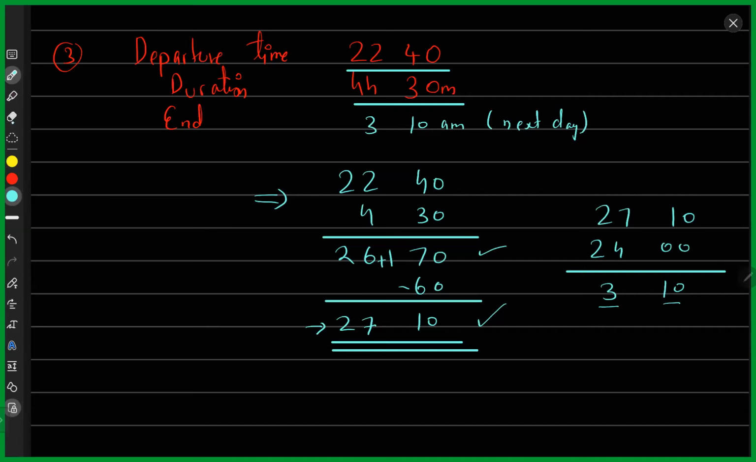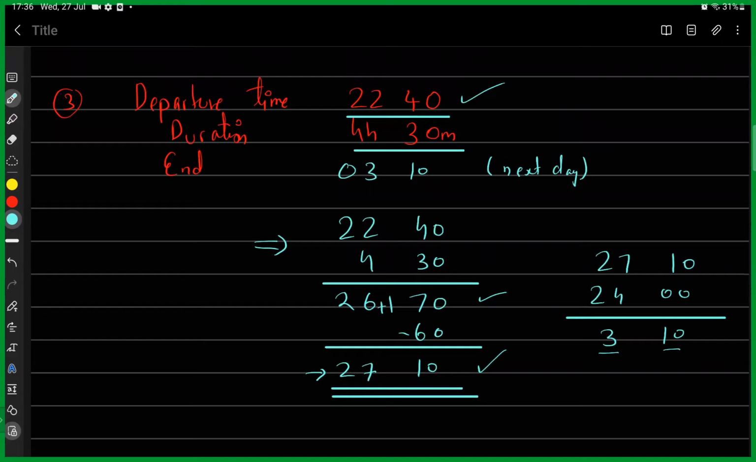Or you can directly write down 3:10 because it was given in the 24-hour clock. Okay. All right. So I think this part is good. Now let's talk about the past paper questions.